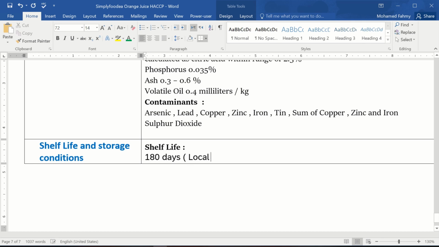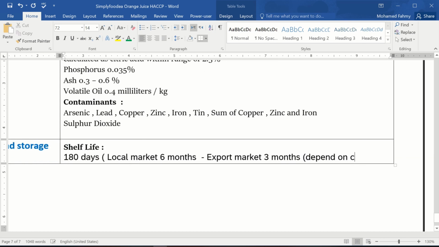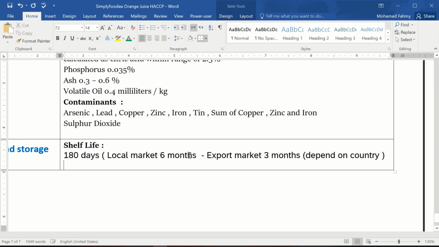For example, for the local market, it will be 6 months. All these are examples. And for the export market, 3 months. Also, it depends on the country you are exporting your product to. So this is the shelf life, no problem.